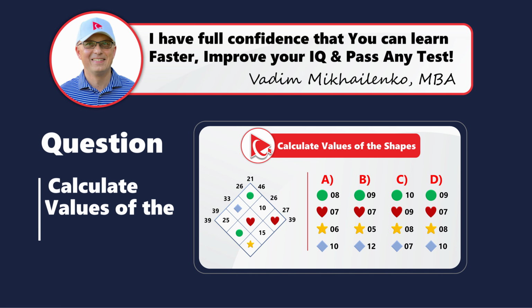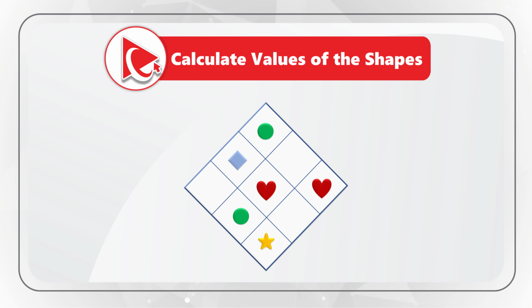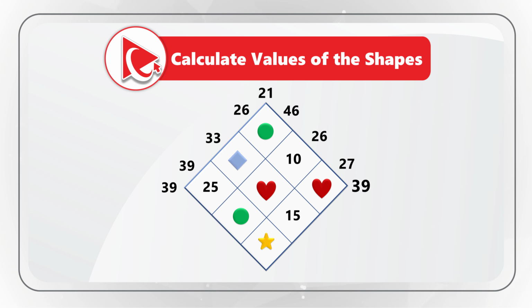Here's an amazing problem to test your analytical skills as well as your business math skills. You're presented with the diamond that has shapes inside. The diamond, in addition to the shapes, also has numbers 25, 10, and 15 populated in some of the cells. On the outside of the diamond, there are numbers, and starting from the 9 o'clock, the numbers are 39, 39 again, 33, 26, 21, 46, 26, 27, and 39.